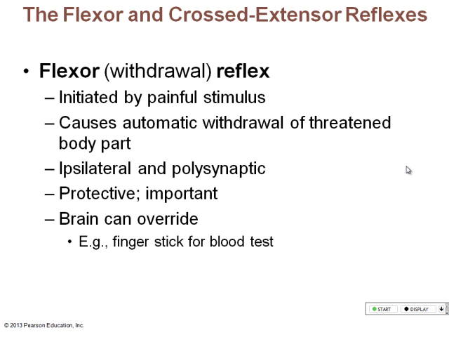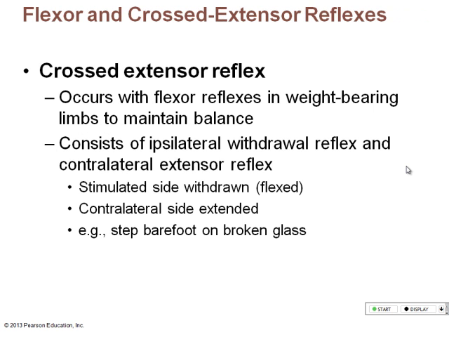Do little children have this ability? They do, but they can't control it as well as you can. Huh? Yeah, it is, isn't it? You have to kind of hold them down, because that reflex kicks in for them, but you can override this. The crossed-extensor reflex occurs with flexor reflexes in weight-bearing limbs to maintain balance as well.